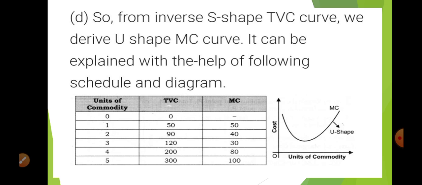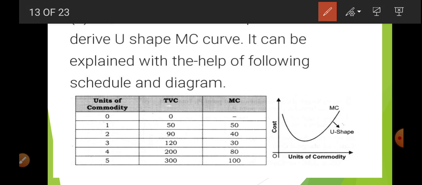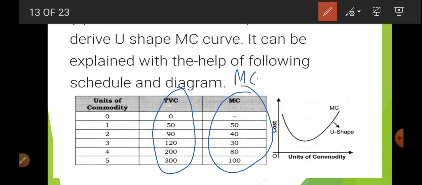Now, in this way, from the inverse S-shaped TVC curve, we derive the U-shaped MC curve. It can be explained with the help of the following schedule. This is your TVC and this is your MC. How are we calculating? MC of n is equal to TVC n minus TVC n minus 1, that is, present minus previous. So 90 minus 50 we get 40, then 120 minus 90 we get 30. In this way we calculated the MC.